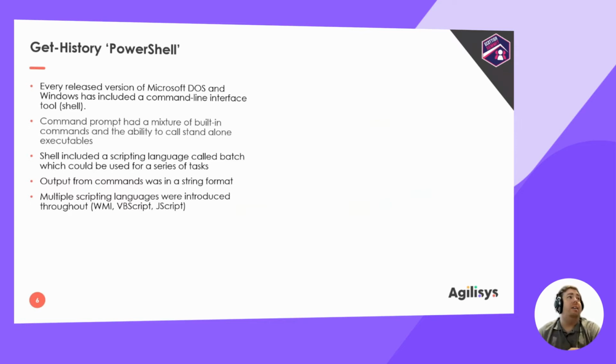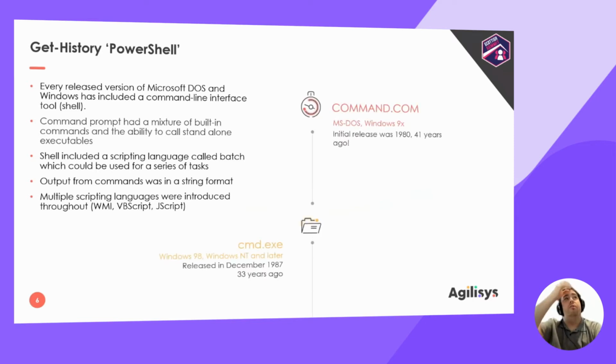There's not really a way of working with this in any other format than strings. Now, before I delve into the multiple scripting languages that were introduced, we'll talk a bit about the different command line interfaces that have existed in Windows. Originally, when MS-DOS and Windows 95, 98 came out, we had command.com, and the craziest thing is this was initially released in the year 1980. This blows my mind because it's older than me, and it was released 41 years ago.